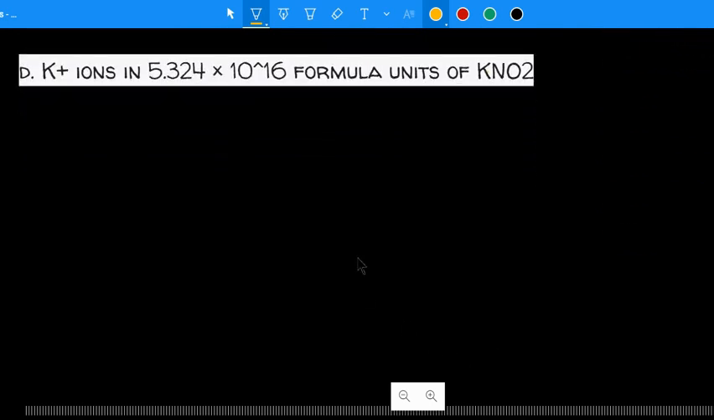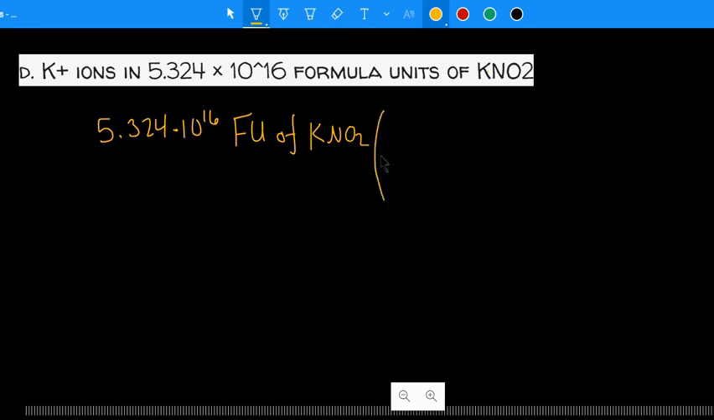All right, D, let's start with our given quantity, 5.324 times 10 to the 16th formula units of potassium. Oh, I wrote nitrate. I had nitrate in my head there. Potassium nitrite. All right, so I know because that's a metal and that's a polyatomic that this is definitely a formula unit, which is what they told us. And a formula unit breaks down into ions. So we want to know how many moles of potassium ions are present. There's 1 per formula unit, but how many per mole?